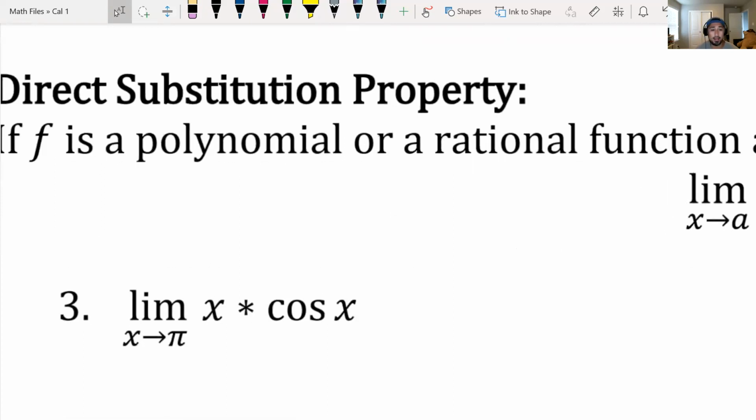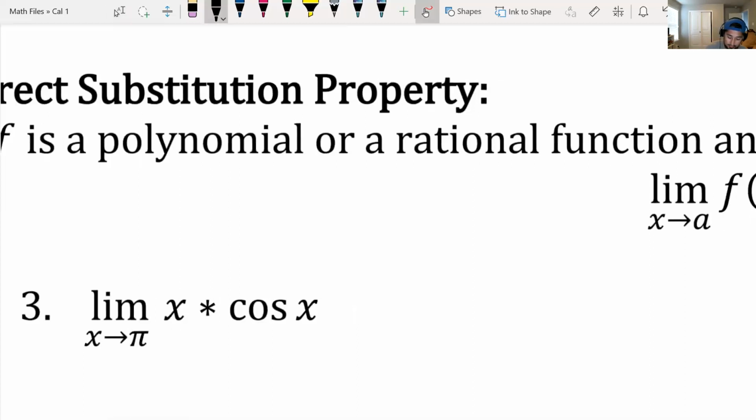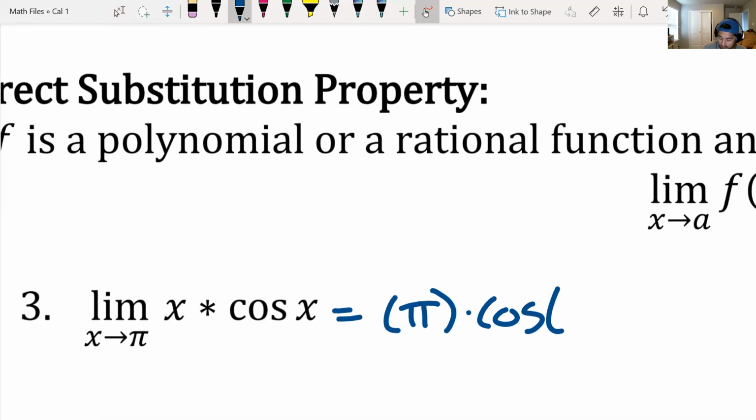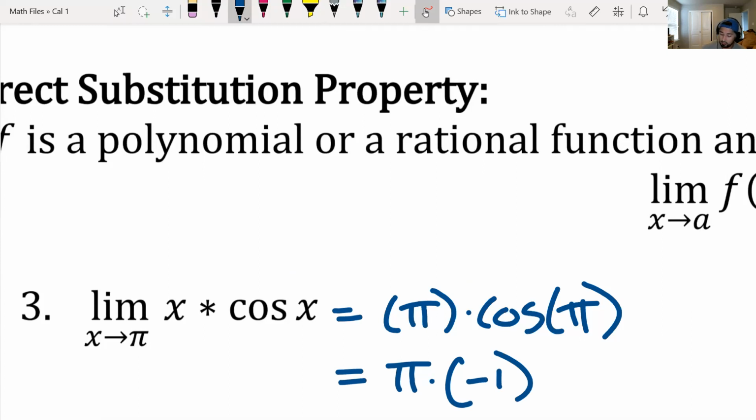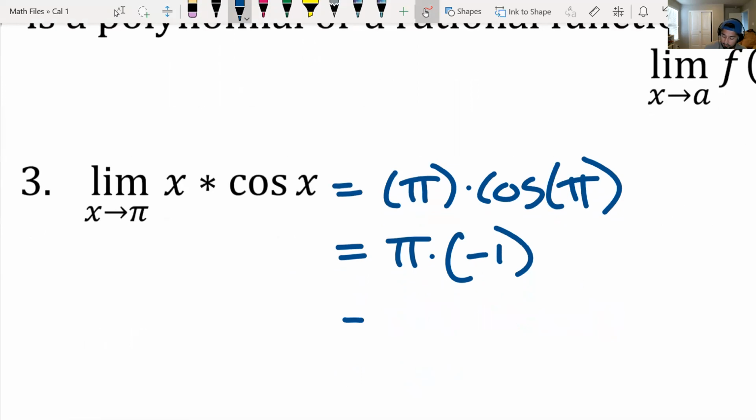this says the limit as x approaches pi of x times cosine x. Hey, let's use the direct substitution property. Let's go ahead and plug in pi. Let's see what happens. You'll get pi times cosine of pi. This will give me pi times, now what is cosine at pi? Didn't think you'd have to use that unit circle ever again, huh? Well, lucky you. Cosine at pi is negative 1. So here, we just end up with negative pi.